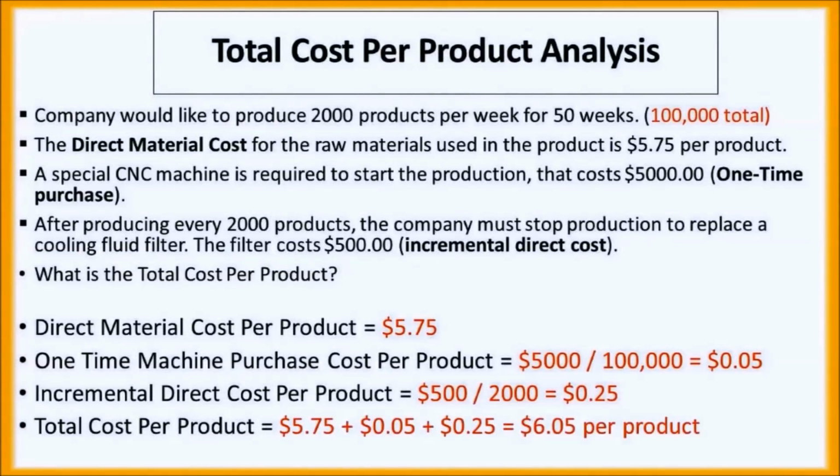After we have each of these costs calculated out, then calculating the total cost per product is very easy. We just add them together. So here $5.75 plus 5 cents plus 25 cents gives us $6.05 per product. That is our total cost per product.